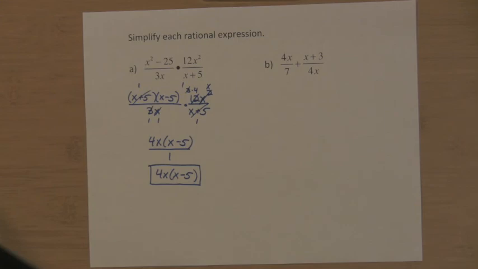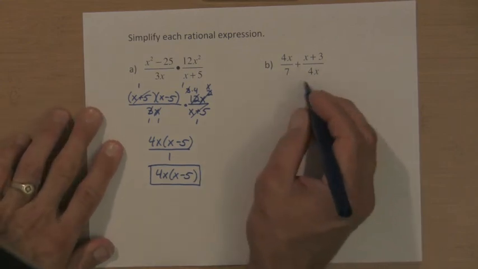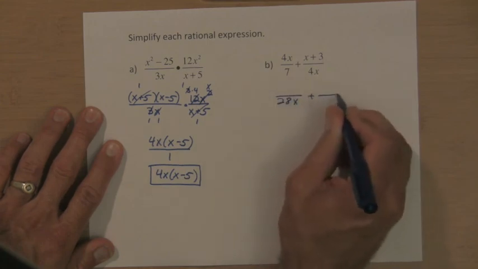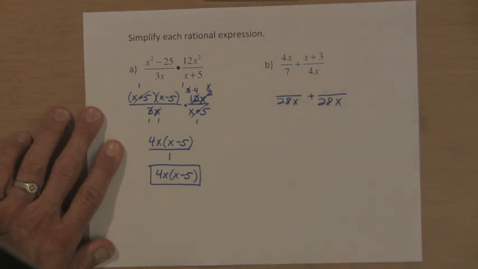Letter B, you're adding fractions. Got to have a common denominator. 7 and 4x, no common factors. So my common denominator is the product of both of those, which is 28x. So I want to rewrite each of these fractions over 28x. And then add the numerators and keep that common denominator.